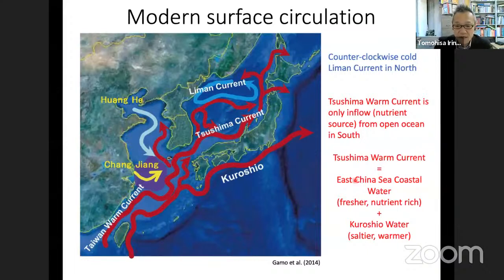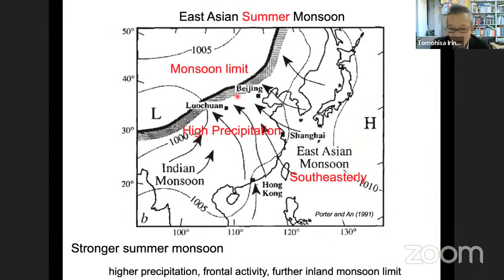And the East China Sea coastal water is highly affected by the Yangtze discharge. So the change in the Asian summer monsoon affects the oceanography of the Japan Sea. So this is the surface water system. This surface water mass interacts with the monsoon variability. So probably you don't need a lot of explanation for this.